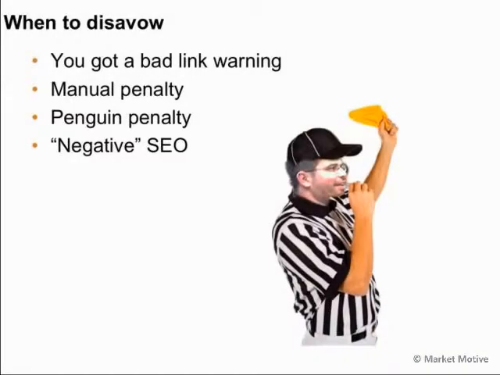So when do you want to actually disavow? Well, you want to disavow if you got a bad link warning, most likely. You want to get rid of some of those links. If you got a manual penalty, if you got a Penguin penalty that was very severe, you're definitely going to want to do this. And if you have negative SEO, if you lost traffic because one of your competitors was spamming your site with blog spam or log spam or who knows what.